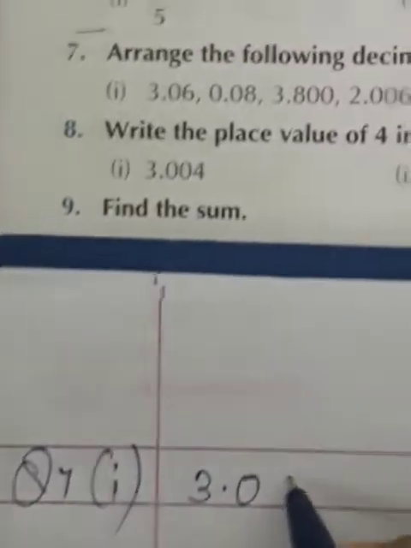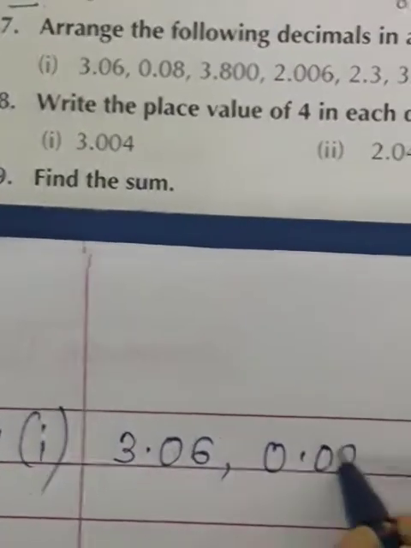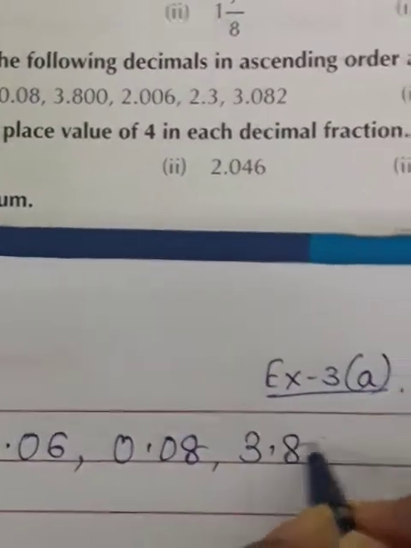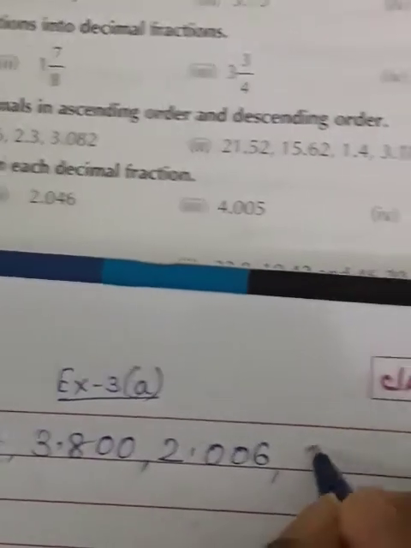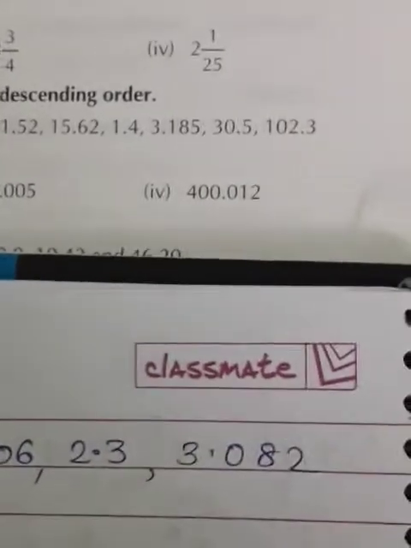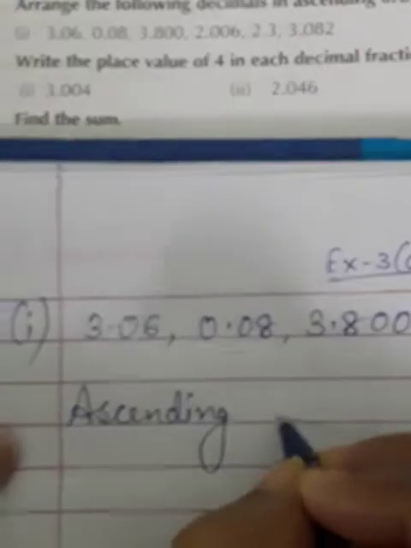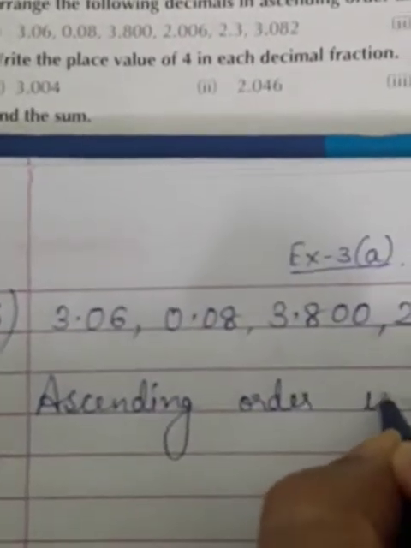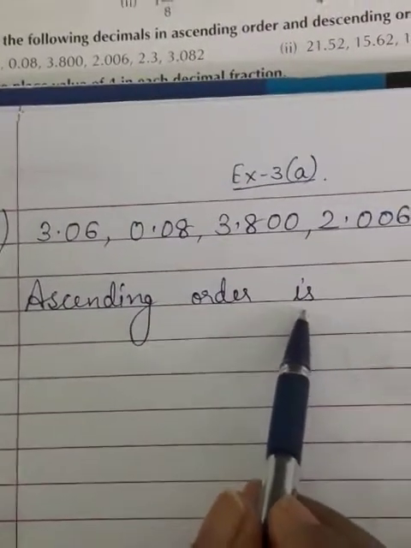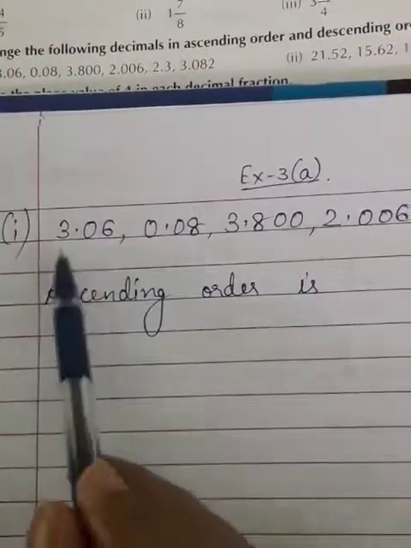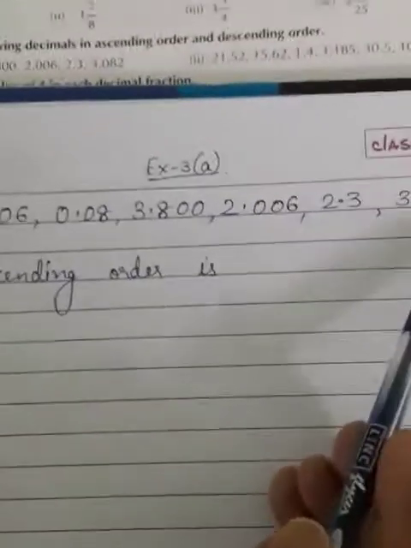Question 7, first part. The numbers are 3.06, 0.08, 3.800, 2.006, 2.3, 3.082. Ascending order. Ascending order means from small to big. From these numbers, which is the smallest number?